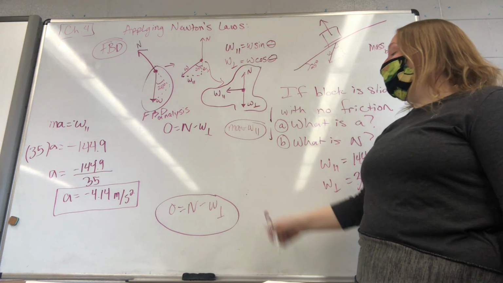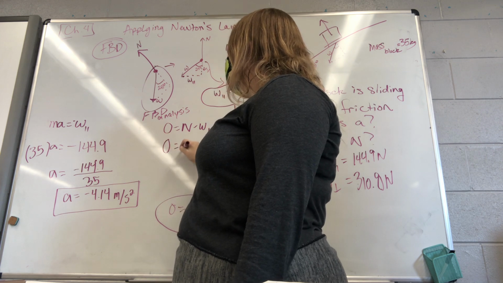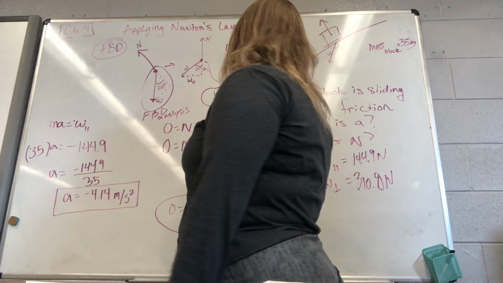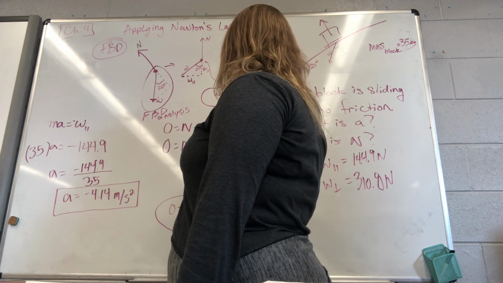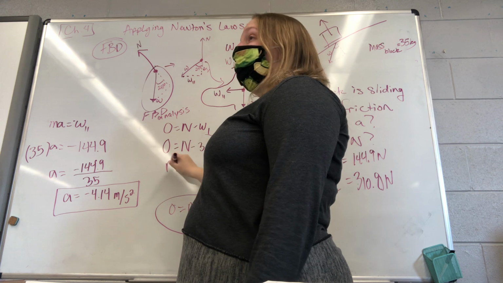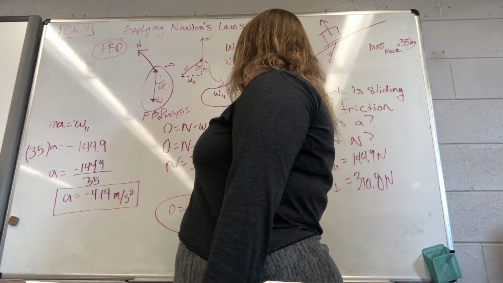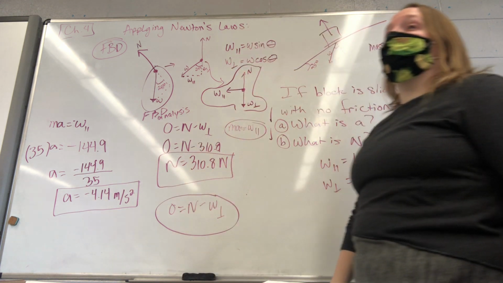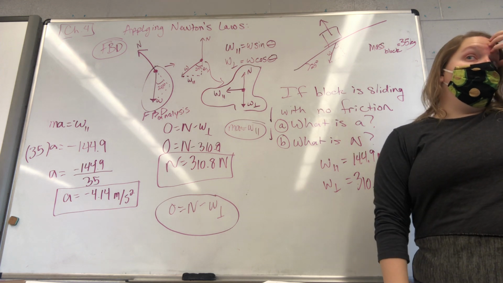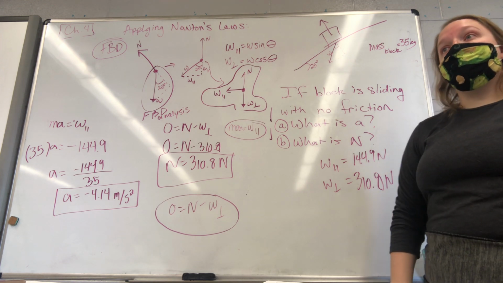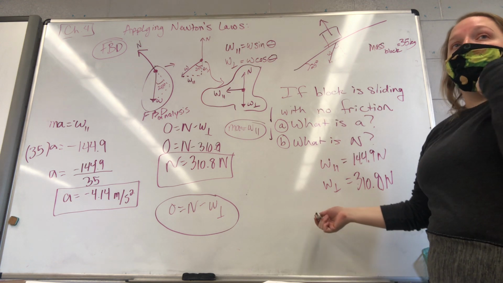What do we have for W perpendicular? We're going to do 0 equals N minus 310.8. So N just equals that. Now, real quick, should normal be positive? Look at your diagram. Yes, absolutely, because it's pointing up. So that was the most complicated free body diagram we really talked about.